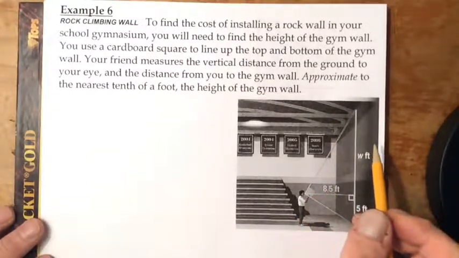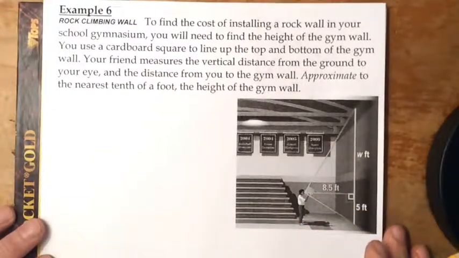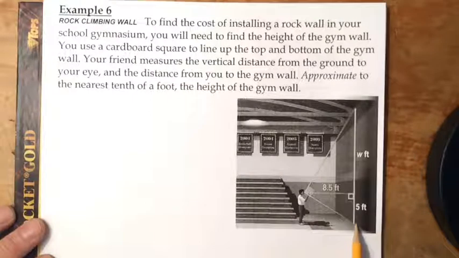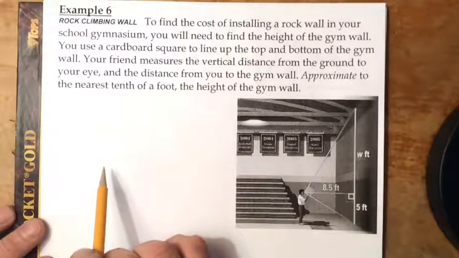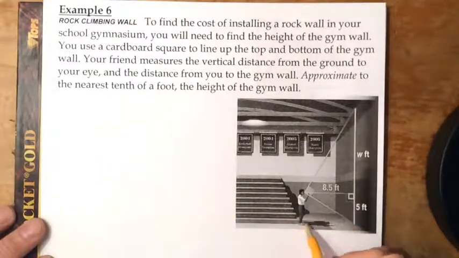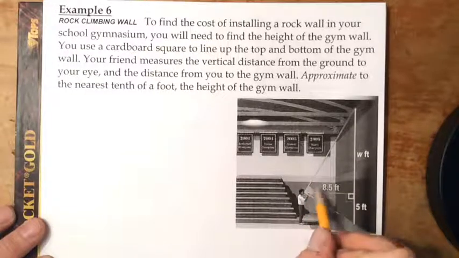Example 6, rock climbing wall. To find the cost of installing a rock wall in your school gymnasium, you will need to find the height of the gym wall. So from here all the way up. We already know part of it. You use a cardboard square. So this is the student, and here's the cardboard square.